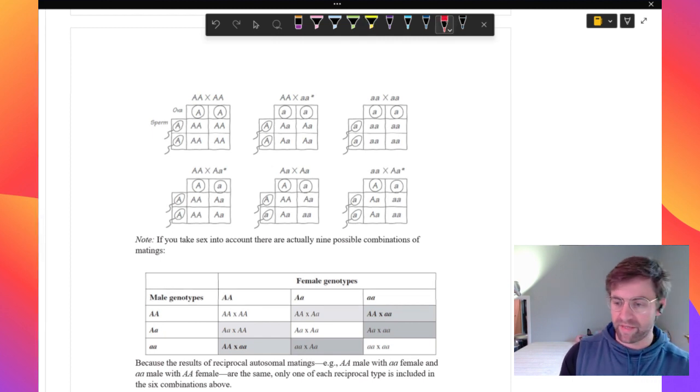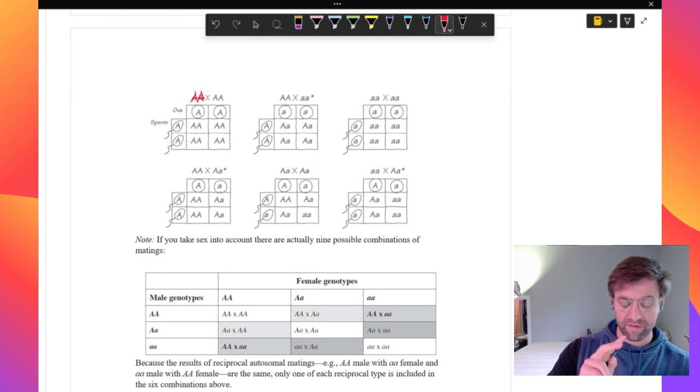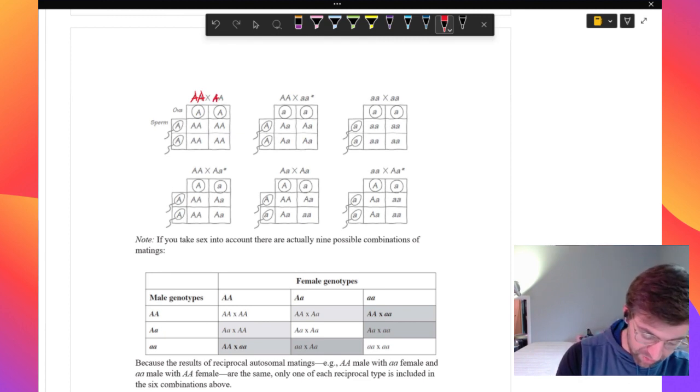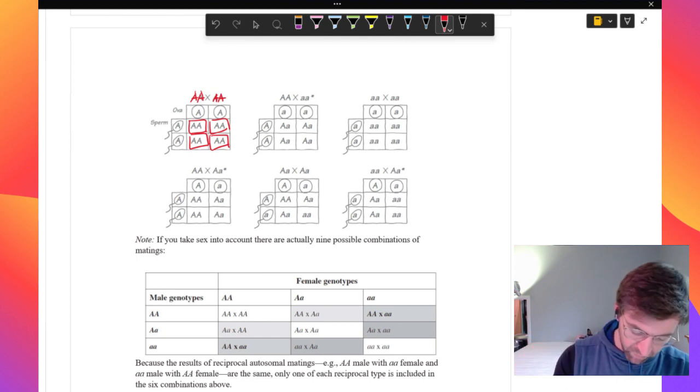It's worth taking a minute to go through these. So if we pair a homozygous dominant individual with another homozygous dominant individual, 100% of the offspring are going to be homozygous dominant for that big A gene, or allele, I guess, right?